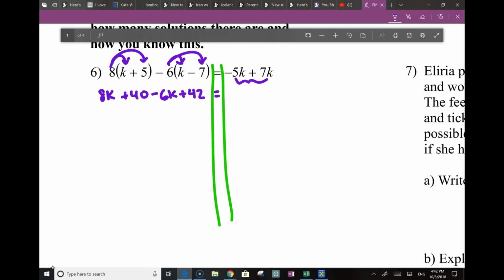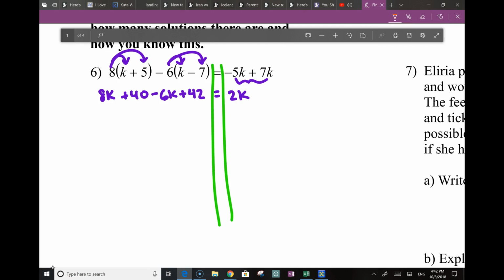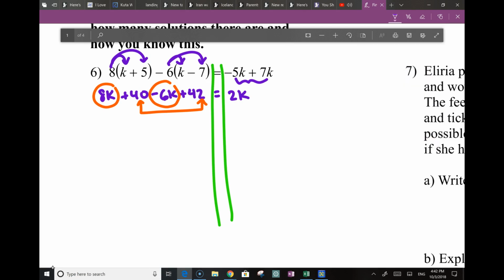And on the right side, when you combine these two like terms, you get positive 2k. Now you want to look for opportunities to combine like terms whenever and wherever possible. It just so happens I have a like term there, there. Those two will go together, okay? I also have two like terms right over here and right over there. So keeping those things in mind, I can try to do several things at once. The 8k minus 6k will make a 2k, and the 40 plus 42 makes 82. And on the right side we have 2k.